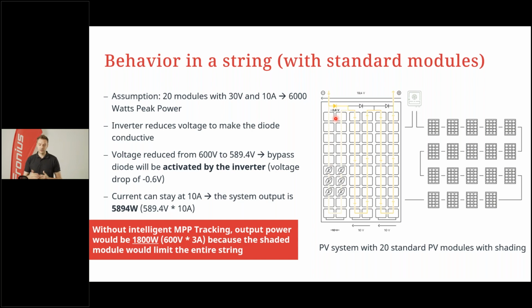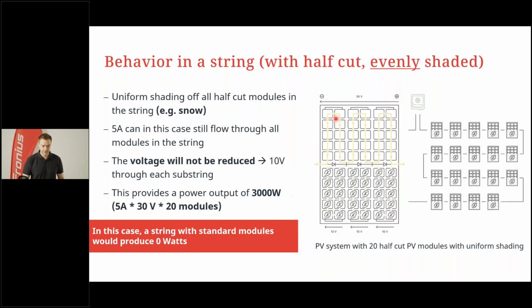The bypass diode would not be conductive, and in this case, the output power would be just 1,800 watts, meaning the voltage would stay at the same level, 600 volts, but multiplied with just 3 amps, so just the low current because of the shading. And this would, of course, be a tremendous yield loss. So that's why we have an intelligent MPP tracking.